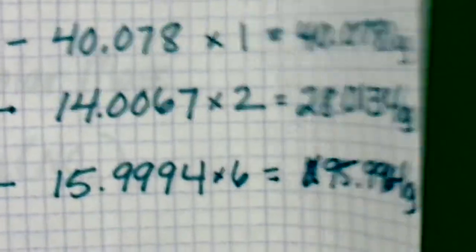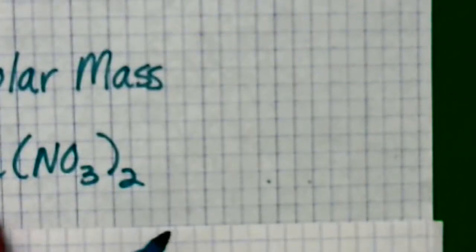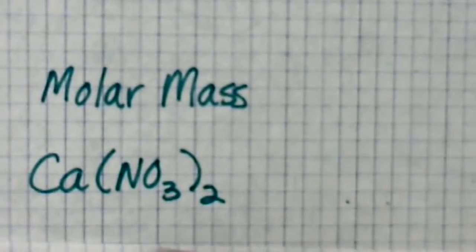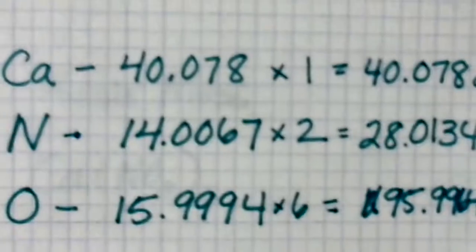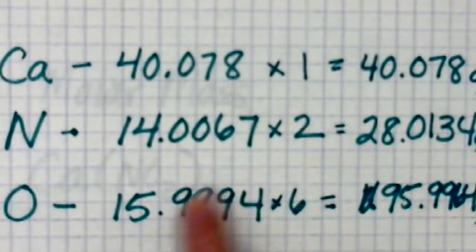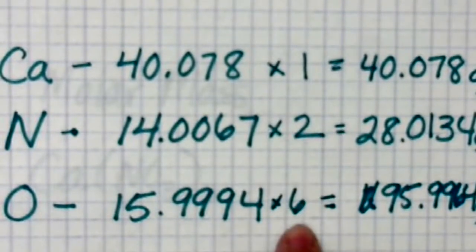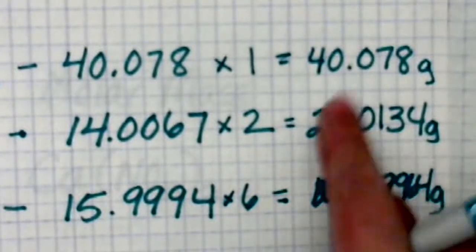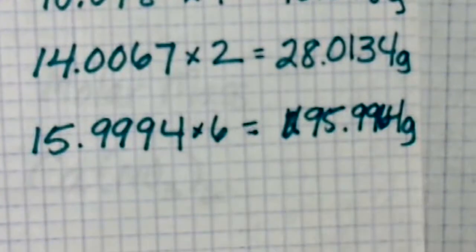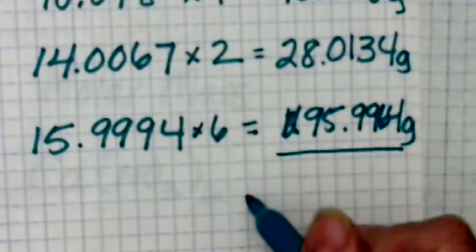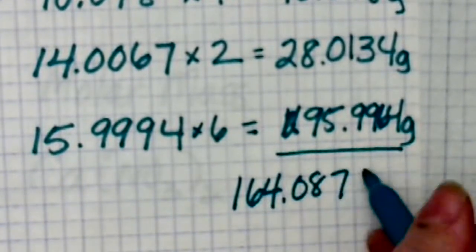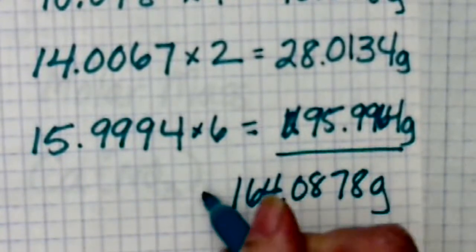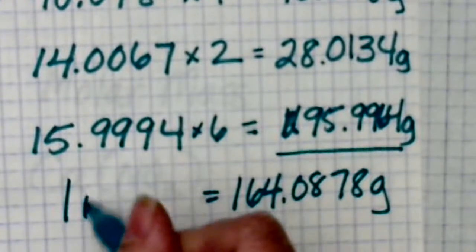So 1 calcium, let's move that over so you can see it. 1 calcium, 2 nitrogens, and 6 oxygens. So we look them up on the periodic table. We did the math here, and now we need to add them all up together, and we get a value of 164.0878. And that's how many grams equals 1 mole.